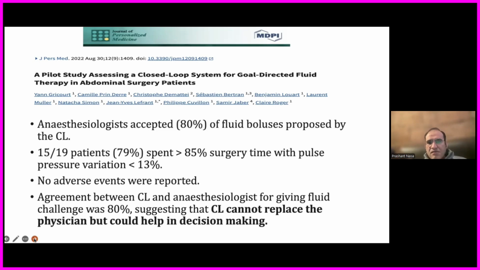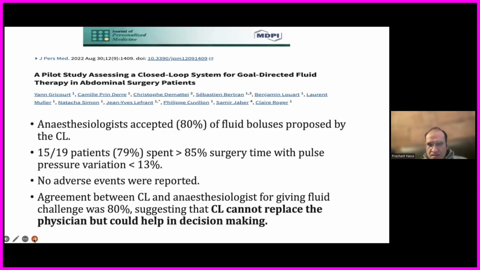But despite that, there were a lot of instances where the machine gave the information that a fluid bolus needed to be given, and only 80% of the time the anesthesiologist agreed with that decision, while the preset agreement was at least 95%. So finally it did not meet that preset agreement of 95%, and the authors said that closed loop at present cannot replace the physician, but it can help in clinical decision making, where it can temporarily reduce cognitive load and thereby continuously monitor whether the patient needs fluid or not.